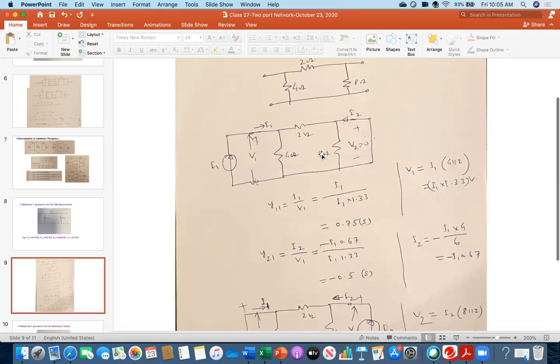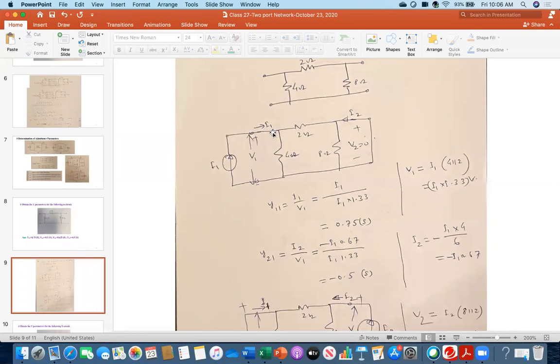Now, next case, Y21 is I2 over V1. What is my I2? Because this is shorted, I2 is flowing through the 2 ohm. But because it is in the direction opposite to the Ix direction, that's why I put a minus sign. Look here, I have applied the current divider rule. How much current is flowing through the 2 ohm? I am applying the current divider rule here, and I put a minus sign because I am finding minus I2.